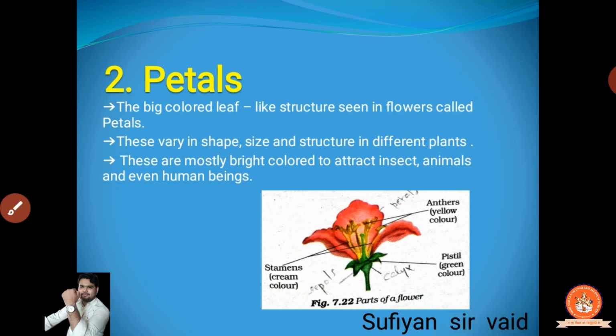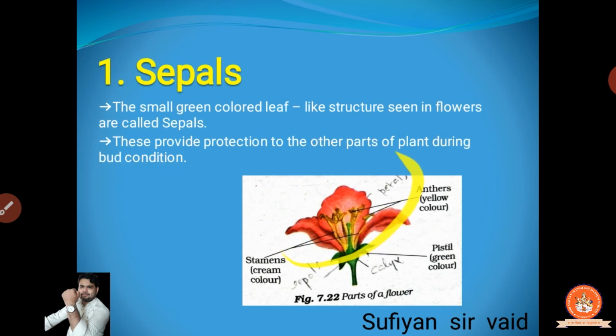These are mostly bright colored to attract insects, animals and even human beings. How are we attracted to a flower? By observing its bright colors. We always go for photography or take the flower to smell it. Insects always get attracted to this part, because honeybees go to this part. Animals and human beings are also attracted to the petals.